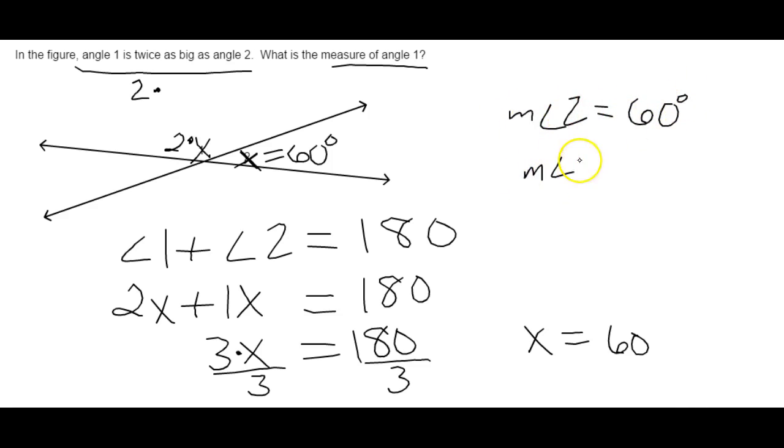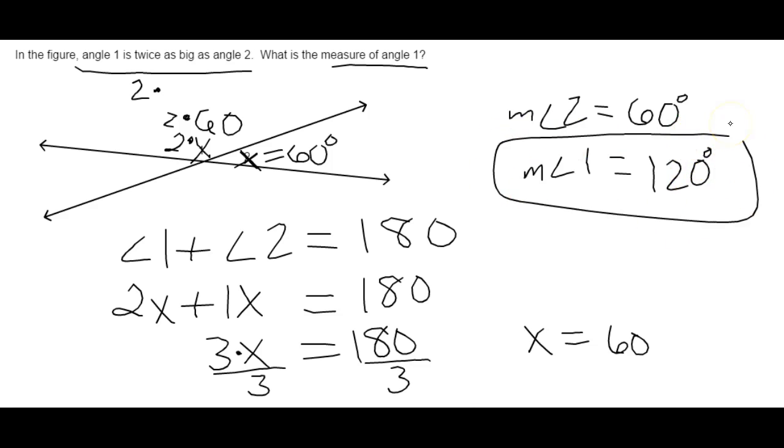Angle 1 was twice as big as angle 2. Angle 1 was 2 times x, which we found to be 60. So 2 times 60 is 120. So the measure of angle 1 would be 120 degrees.